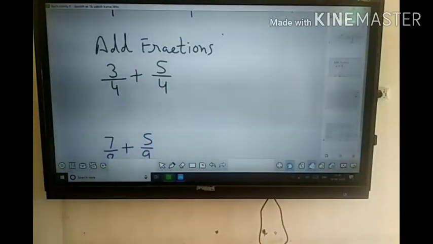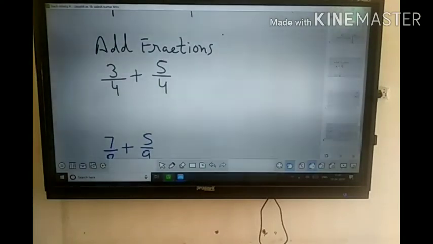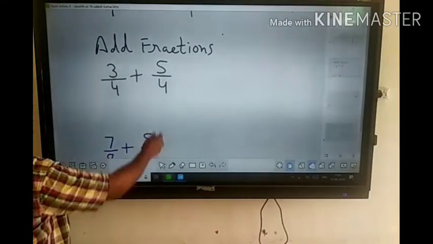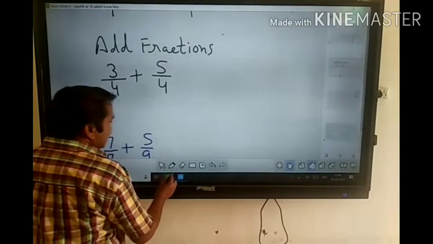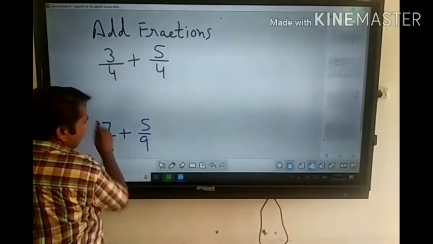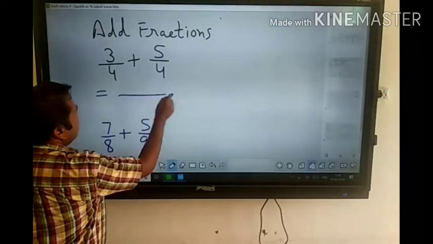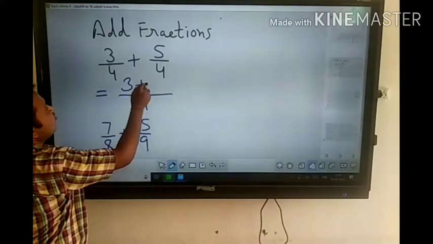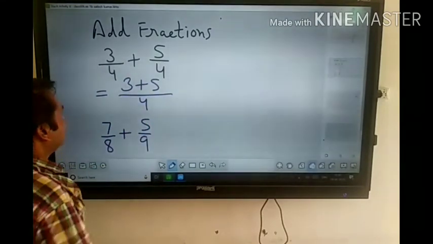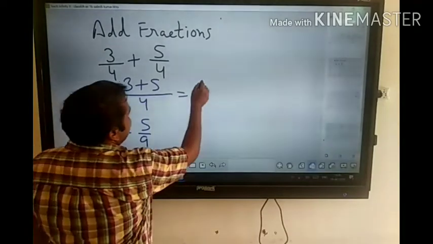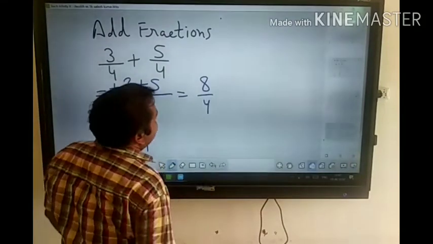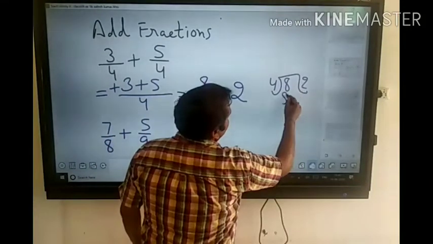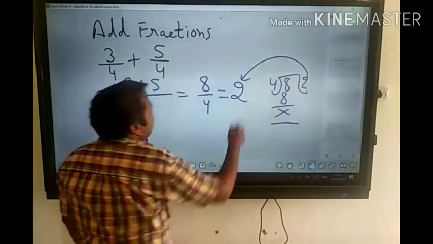Now we have to add the fractions. Those fractions are very easy where the denominators are the same. Here you will see in this fraction the denominator of both fractions is 4. Therefore their answer will be, the common LCM is 4 and we will just write the numerators with their signs. So this is plus 3 plus 5, that is 8 by 4, and we divide 8 by 4, then the answer is 2. So I write this here.